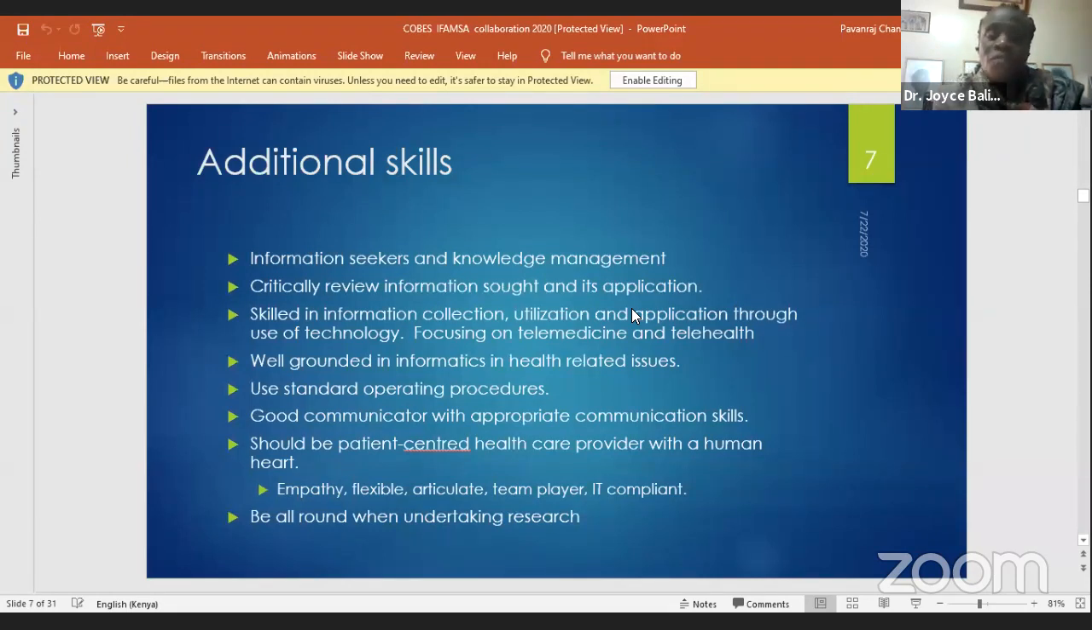The other additional skills we feel that these researchers must have: good communicators with appropriate communication skills, should be patient-centered healthcare providers with a human heart. What are these qualities? Must be empathetic, must be flexible, must be articulate, must be team players, must be IT compliant. Now, how do we get all those skills? How should we get all those skills? And last but not least, overall, must be all-round when undertaking research. What does it entail to be all-round when undertaking research?